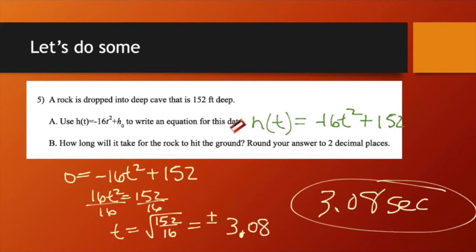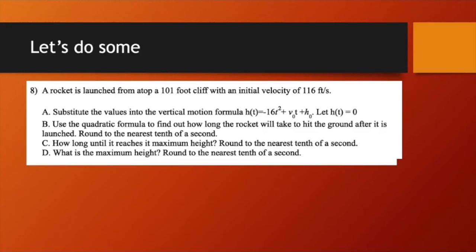A rocket is launched from atop a 101-foot cliff with an initial velocity of 116 feet per second. There's your seconds. I have left you some space in between them. I didn't on here, and that's not a problem. I have told you the formula. That won't always be the case, but it is here. And I've told you to let h of t equal 0. I want you to substitute the values into that formula. So you just put the height and the velocity in there.